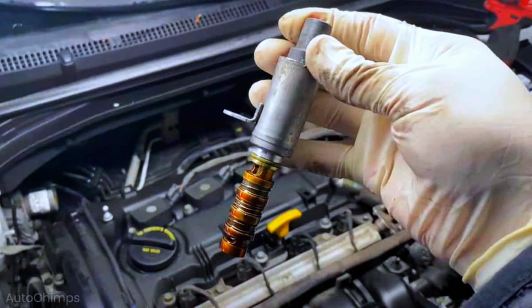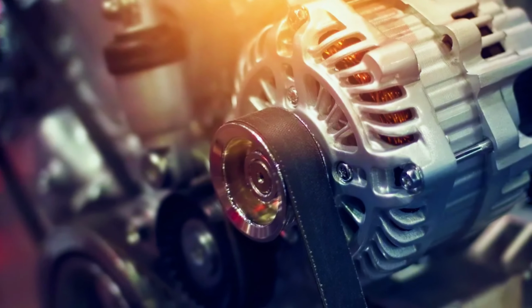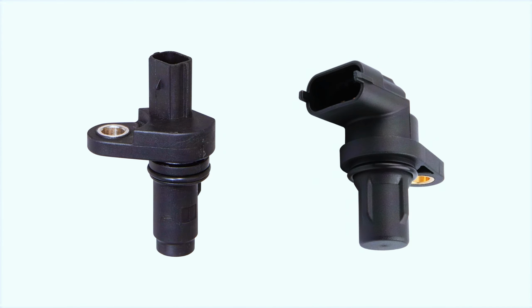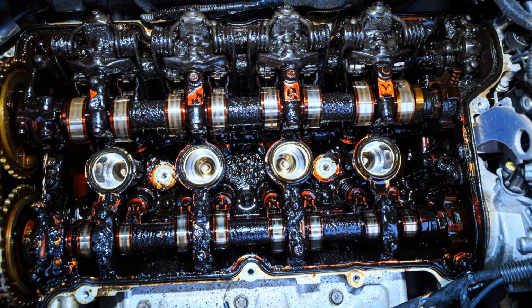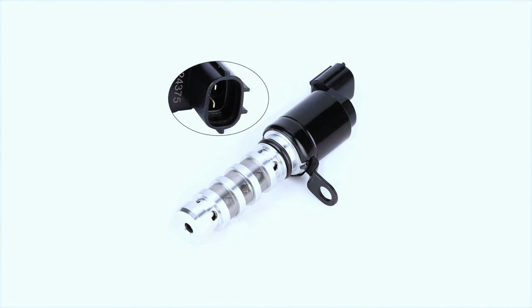Faults in the oil control valve. The powertrain control module might get damaged. Engine timing may be out of sync. Some sort of internal damage in the ECM. Crankshaft or camshaft sensor can start malfunctioning. Engine oil sludge. A short or open circuit in the VVT, OCV, or VCT circuit. Defects in the intake camshaft position actuator solenoid.